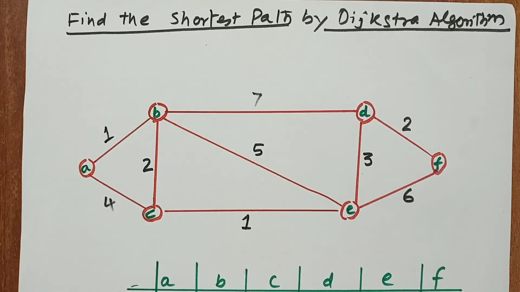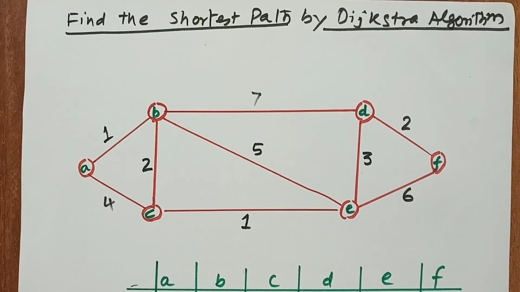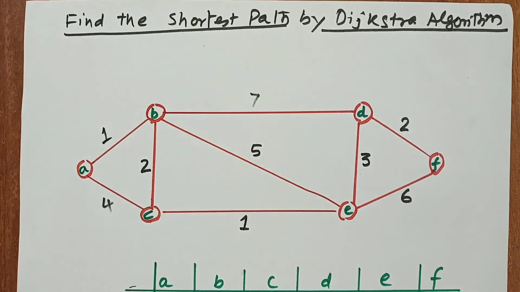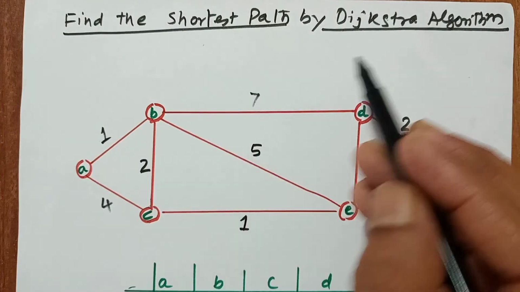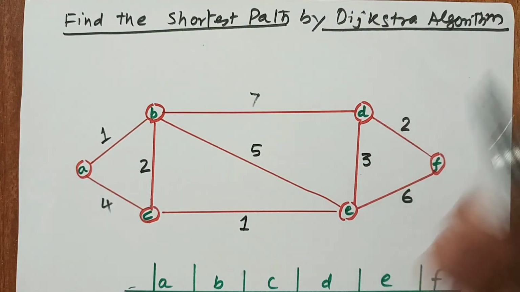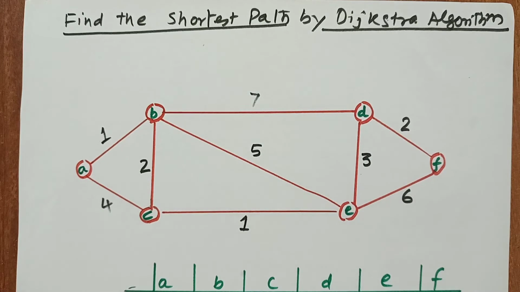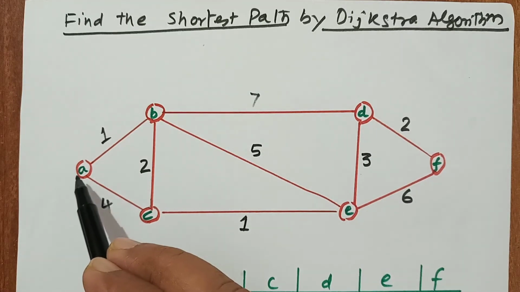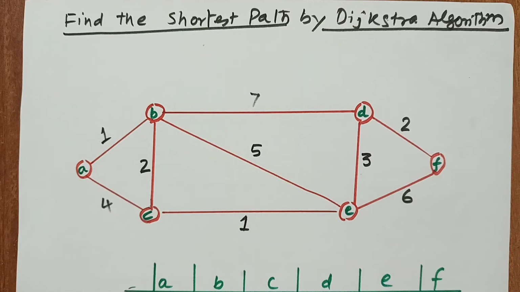So now this is a very nice example using Dijkstra algorithm. Okay, so find the shortest path by Dijkstra algorithm. So this is a graph. First you see how many vertices. There are 6 vertices. So first you put vertices A, B, C, D, E, F.